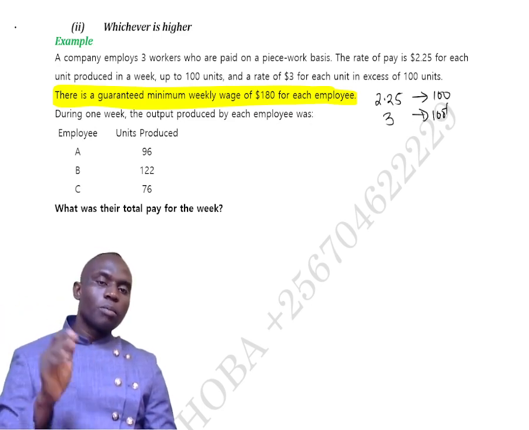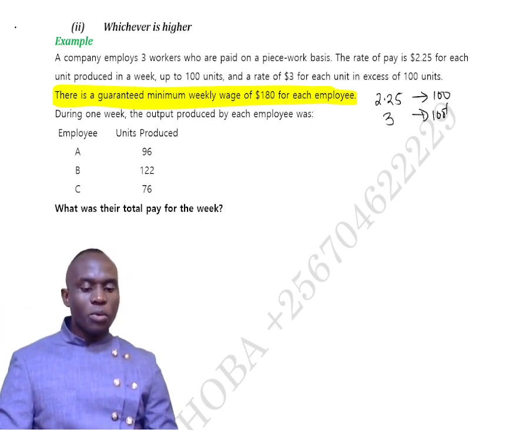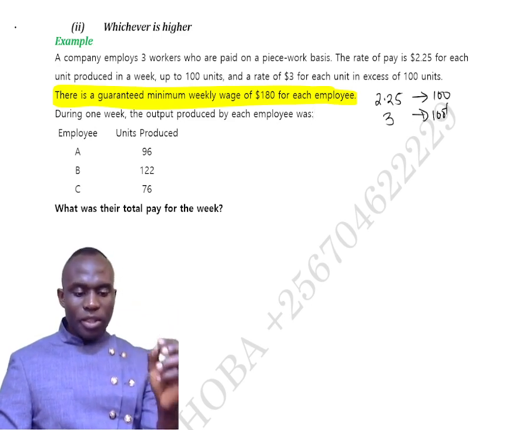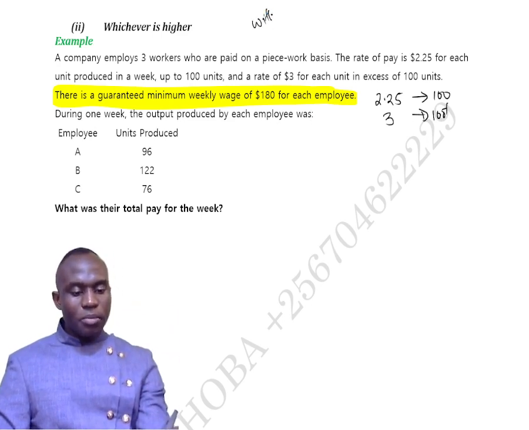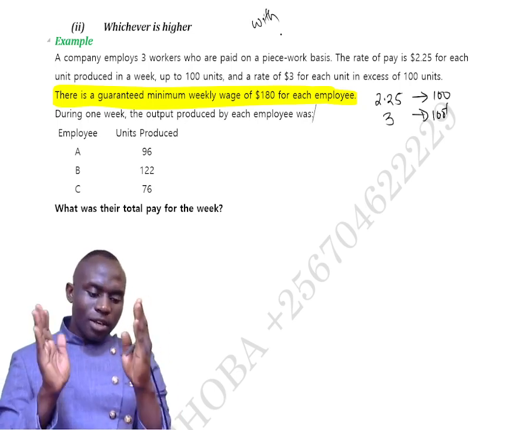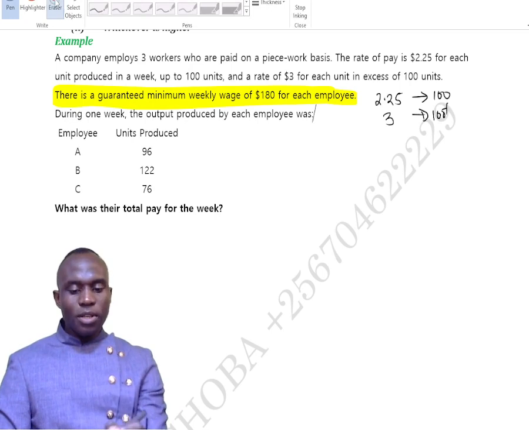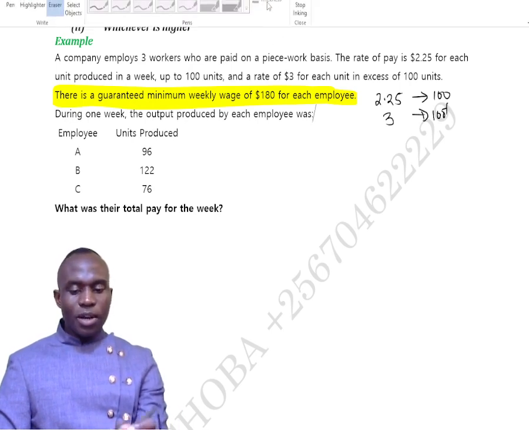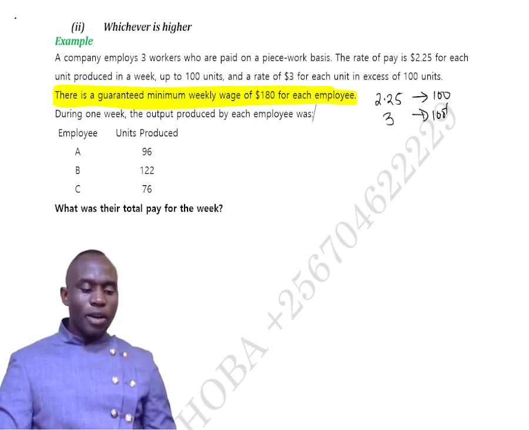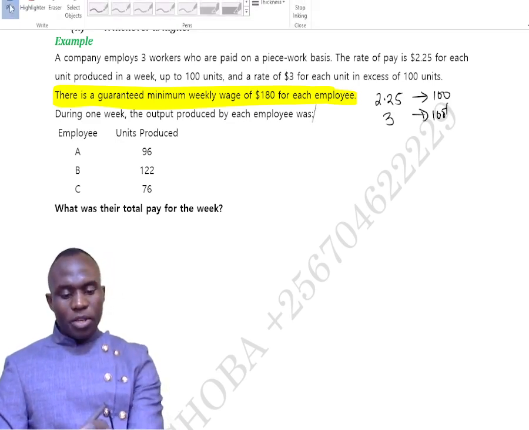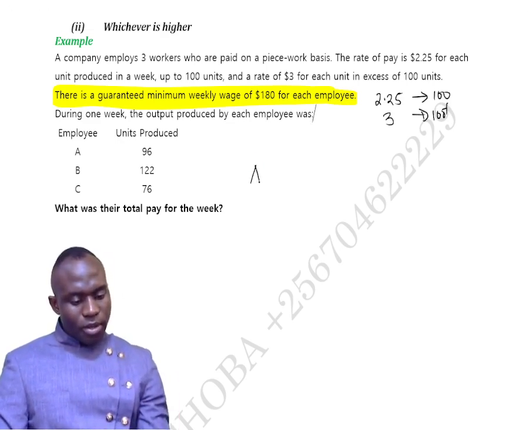It is different from what we've just done. The other one was minimum wage with. It means someone earns, then in addition, he has to earn 180, then we add on. But this one is different. It says no one leaves the company with less than 180. So the question is asking us to calculate how much was paid in total for the full week. So there are 3 employees. We have A, B, and C.